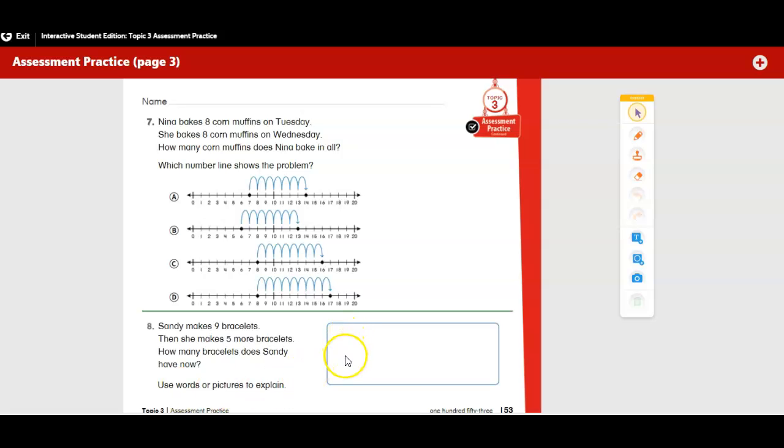So in this box, it wants you to tell how many total bracelets Sandy has. But show how you know this by using words or pictures. So you could write an equation, you could draw marks to show the bracelets, however you would like to solve. But we need to find if she has 9 bracelets, then makes 5 more, how many total does she have now?